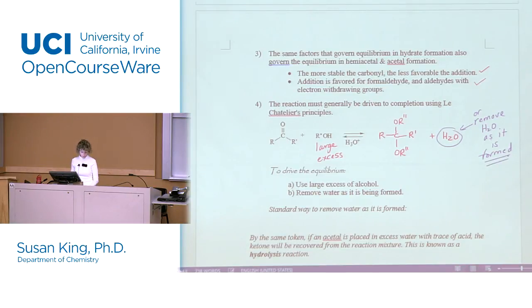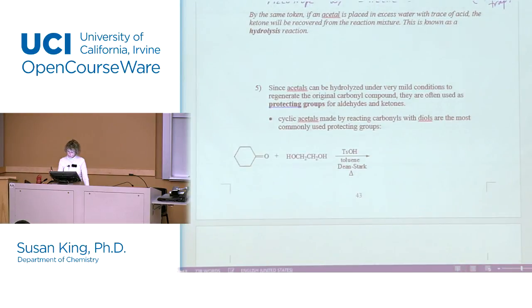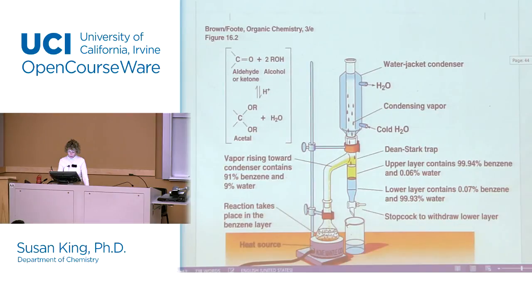The standard way to remove water as it's formed is to azeotrope with benzene or toluene. Let me show you what the setup looks like for that. This is using a Dean Stark trap. It's kind of a really cool reaction. I did this reaction and I thought, oh, this is so cool, I'm actually synthesizing water in this reaction. That's on the next page, and I'm going to show you what that looks like.